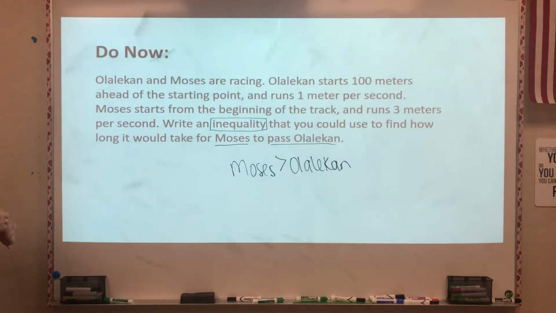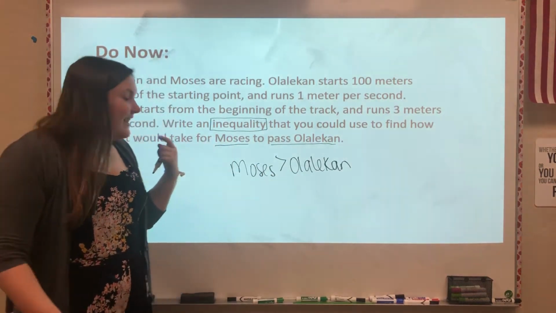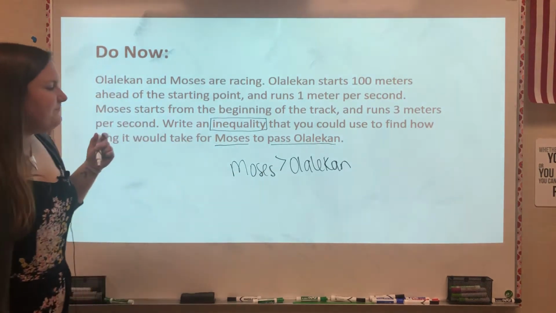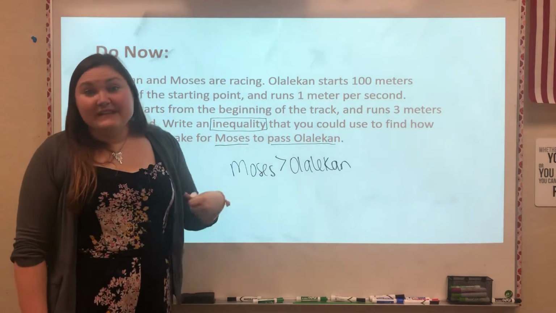Now I've written it like that to help me see what information should be on either side of my inequality and for me to see what inequality sign we want to use. We're using a greater than one. Once I've got this done, it helps me because all I have to do is fill in the numbers.